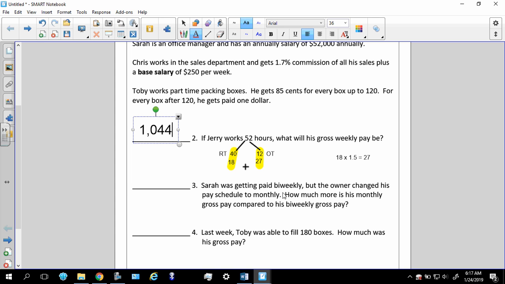Okay? Sarah was getting paid bi-weekly. All right, so bi-weekly, you already know it's going to be a 26. So bi-weekly, I know I'm probably going to have to multiply by 26 somewhere. But the owner changed her pay schedule to monthly. So again, monthly, you know that you're going to have to times it by 12 somewhere, okay? So how much more, okay, that's what we really got to focus on here. How much more is her monthly gross pay compared to her biweekly gross pay?